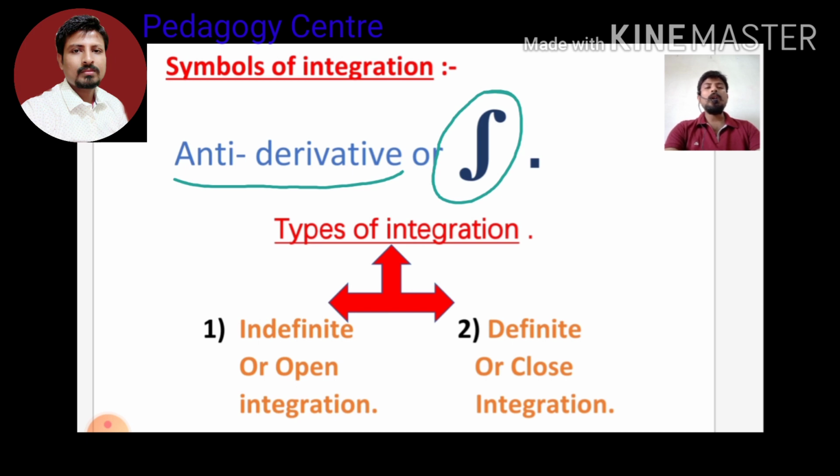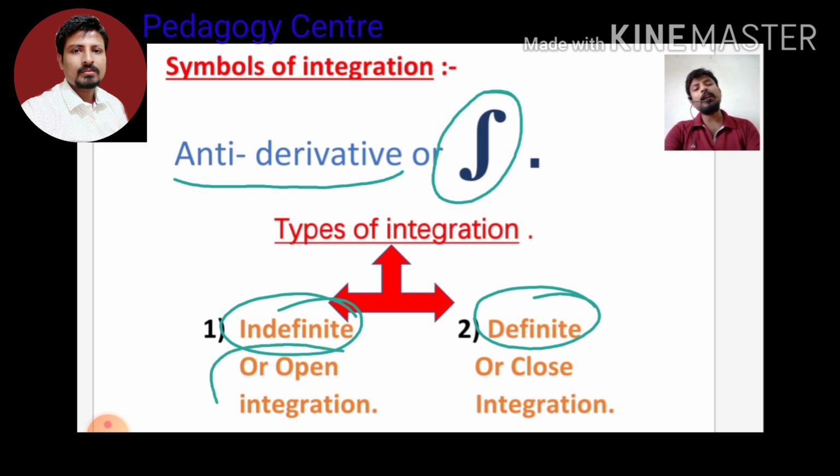So now we will learn how many types of integration there are. There are two types of integration. One is indefinite integration and another is definite integration. Sometimes indefinite integration is called open integration, and sometimes definite integration is called closed integration. So what is indefinite integration and what do you mean by definite or closed integration?